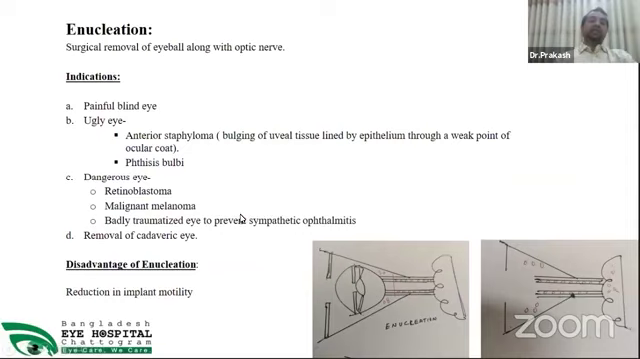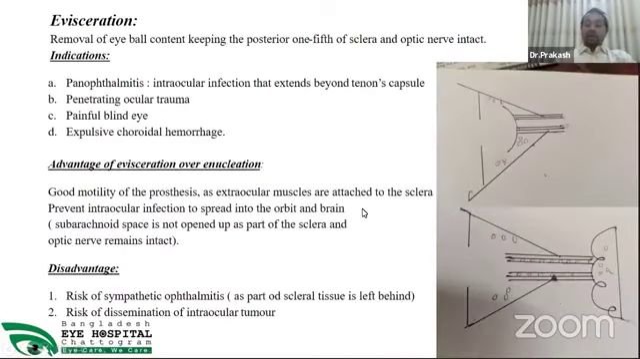And what is sympathetic ophthalmitis? It is a bilateral granulomatous panuveitis. The traumatized eye is called the exciting eye, and the fellow eye is called the sympathizing eye. The exact mechanism of this disease we don't know. Though it is very rare, it is very popular.